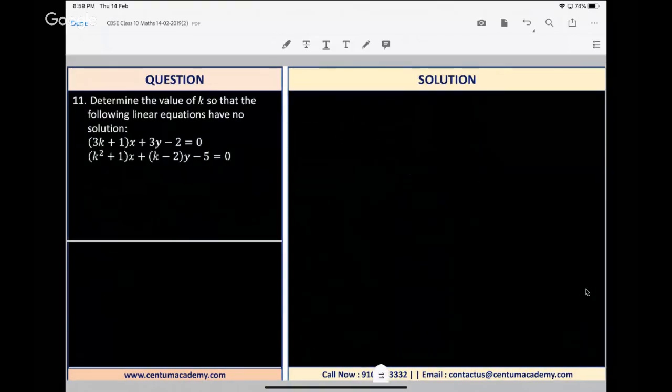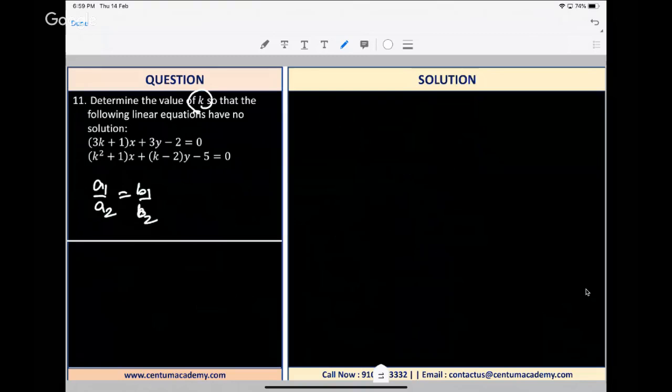Second, now we see the question is on the consistency part. So determine the value of k. These types of questions are there, so that the following linear equations have no solution. No solution means a1 by a2 is equal to b1 by b2 should not be equal to c1 by c2. This is the criterion for no solution.